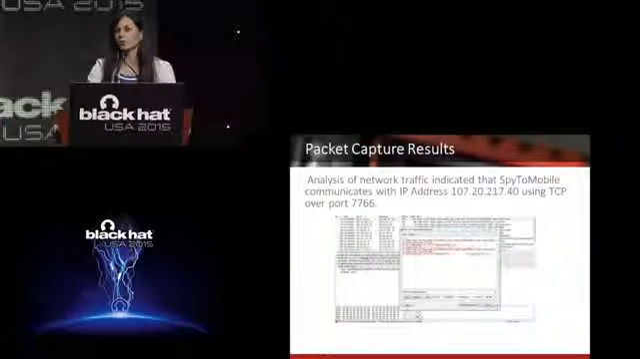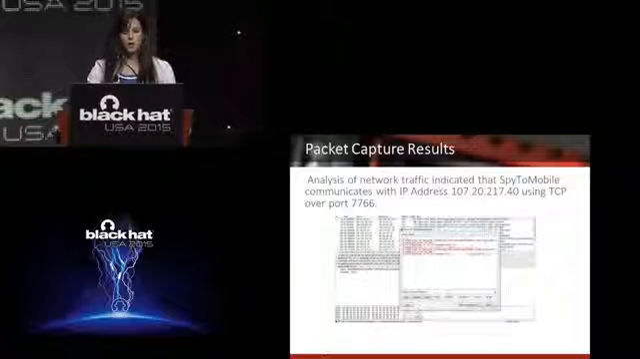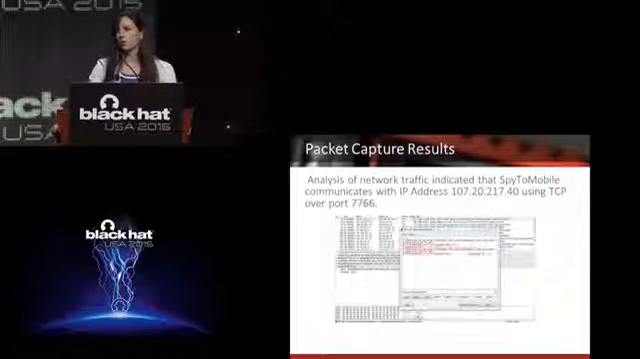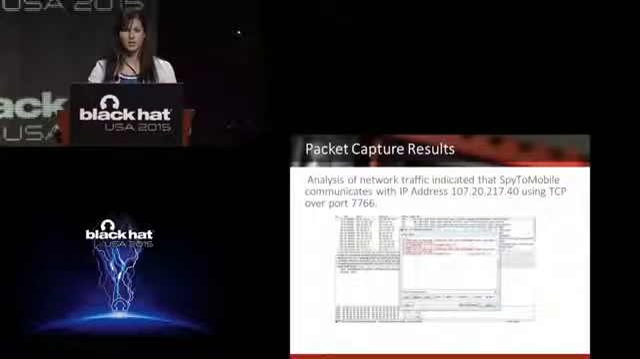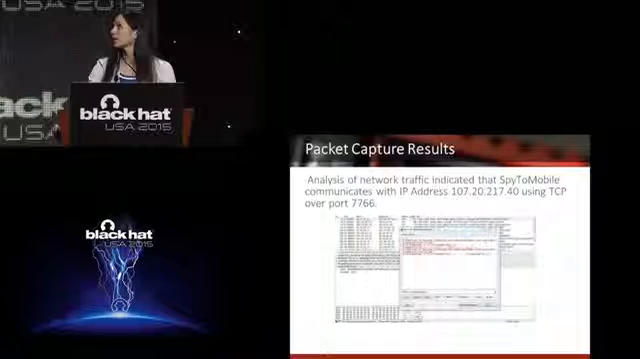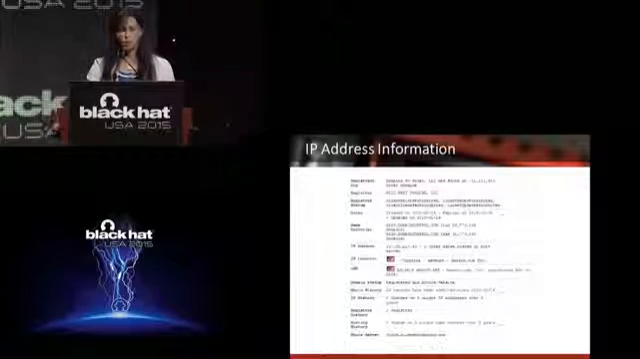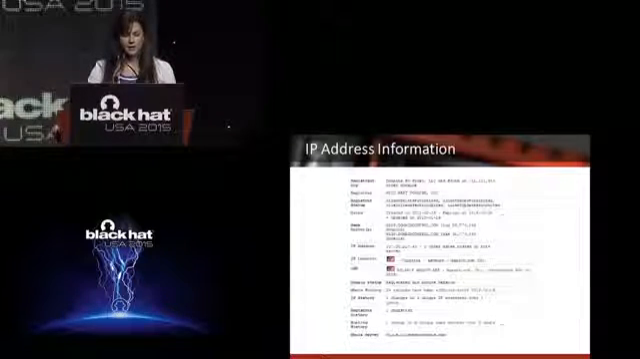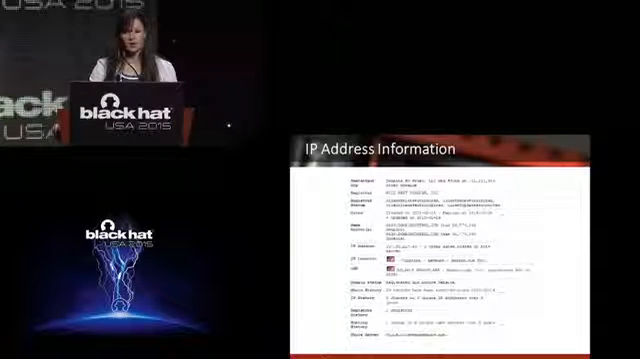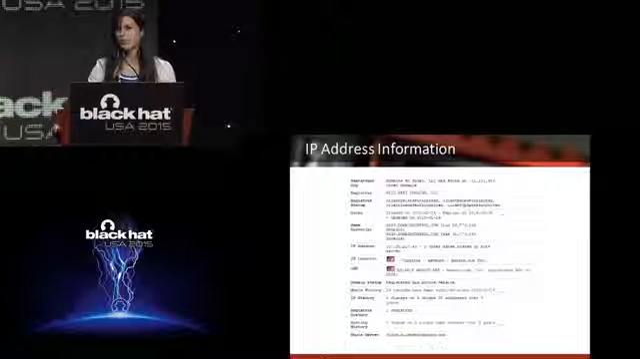So using Shark4Root, we did take a PCAP, and we're able to analyze the network traffic for Spy2 Mobile. It shows that it communicates with IP address 107.20.217.40 using TCP over port 7766. So we threw this into a Whois lookup to figure out where this IP address was, and it is registered to Wild West Domains LLC and is hosted by Amazon AWS in Ashburn, Virginia.